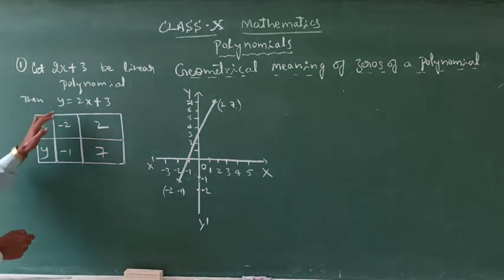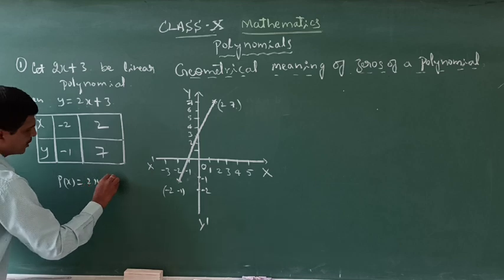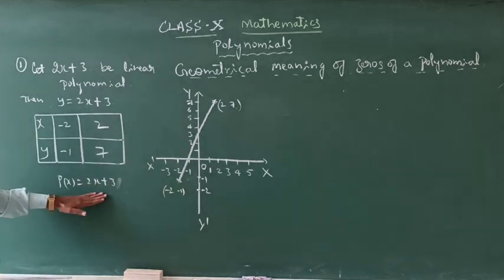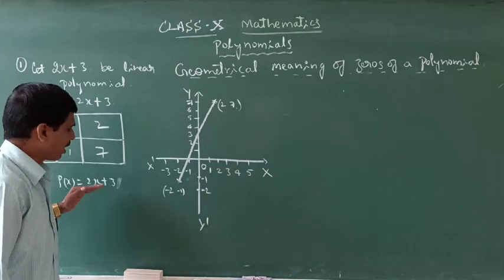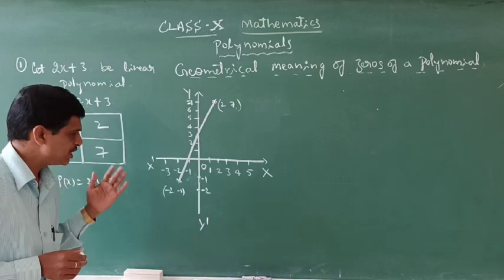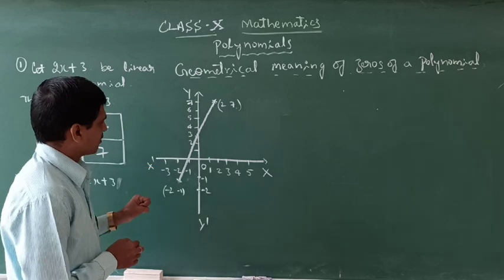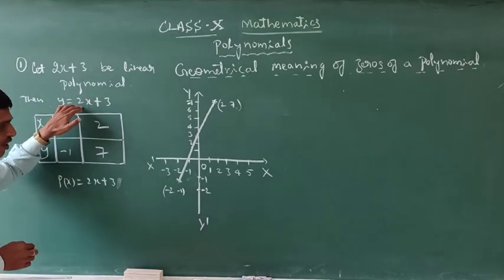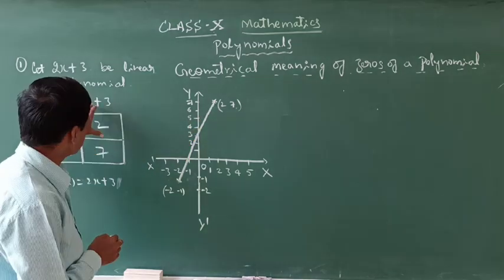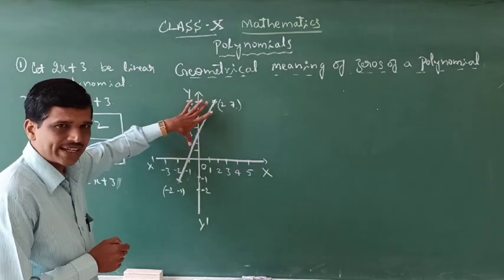Now, assume that p of x is equal to 2x plus 3. It is a polynomial, a linear polynomial, at which some variable values must be 0. So the line appears here. For this linear equation, a straight line will appear. Instead of this polynomial, you can take any linear polynomial also. Of course, it looks like a straight line.